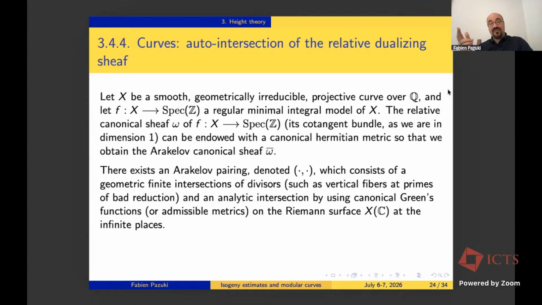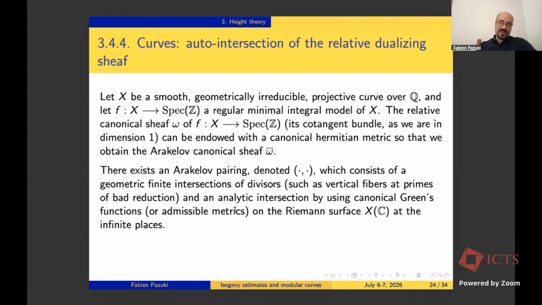Now there exists an Arakelov pairing taking sheaves as parameters, as variables. And now it consists of two parts. So you can intersect by intersecting divisors. If you can describe your sheaf in terms of divisors, then you have some kind of geometric finite intersection. So for instance, you take a look at the bad primes. Typically, you want to have this kind of information. And then there's an analytic way of intersecting using Green's functions.